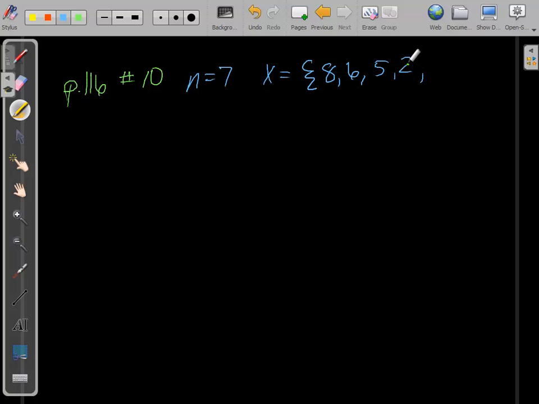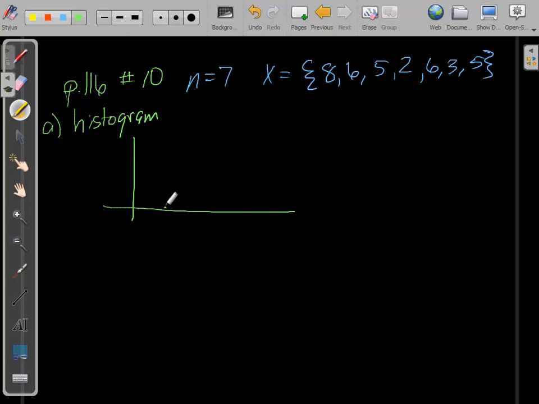2, 6, 3, and 5. So if we look at part A, it says, do a quick sketch for a histogram. So a histogram, we have here, let's do this. We have values from 2 to 8, so 1, 2, 3, 4, 5, 6, 7, 8. 6, 4, 2, and at most 2 of them, so 1, 2.